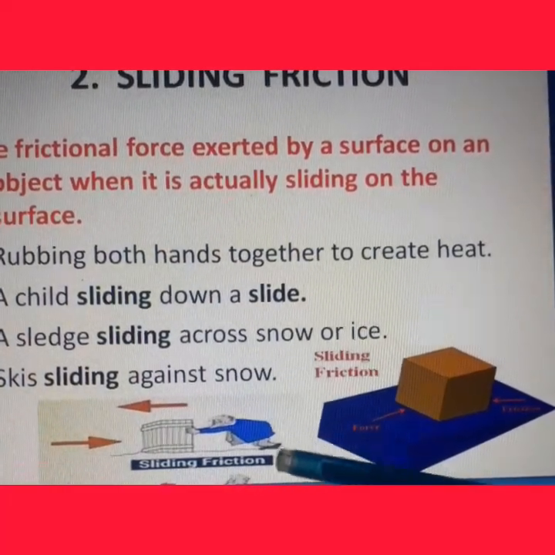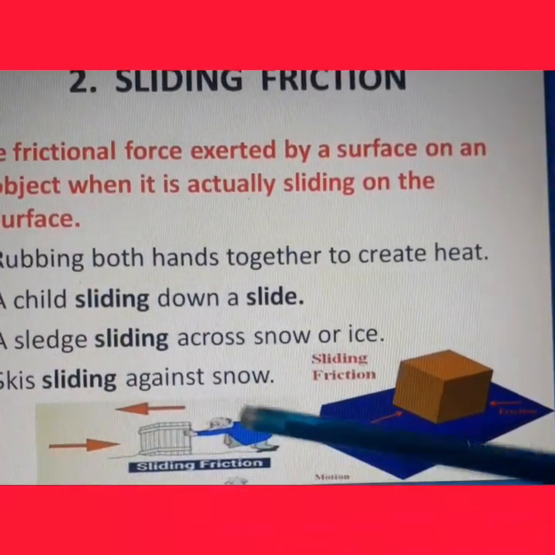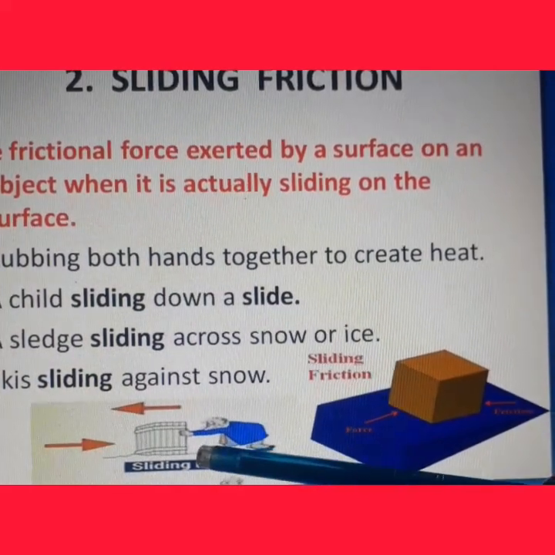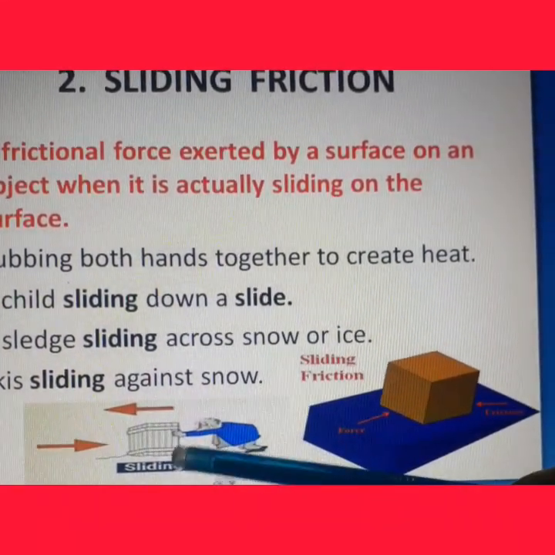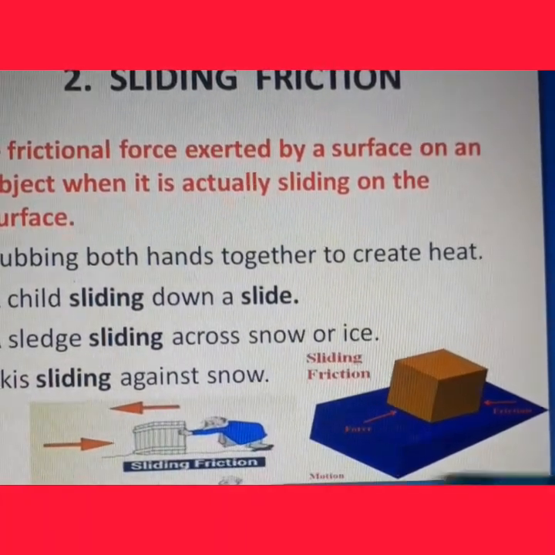Here you can look at this picture. The man is sliding the box on the ground, and the sliding friction is opposing the movement of the box that he is trying to push.